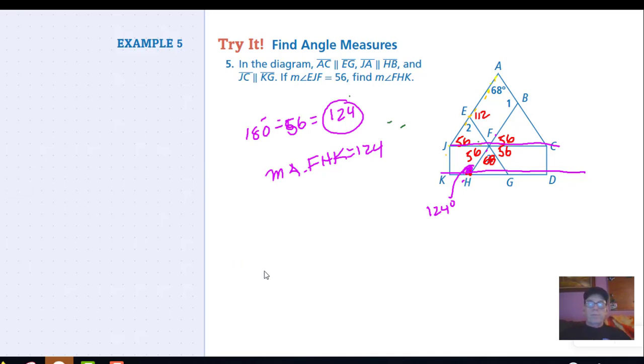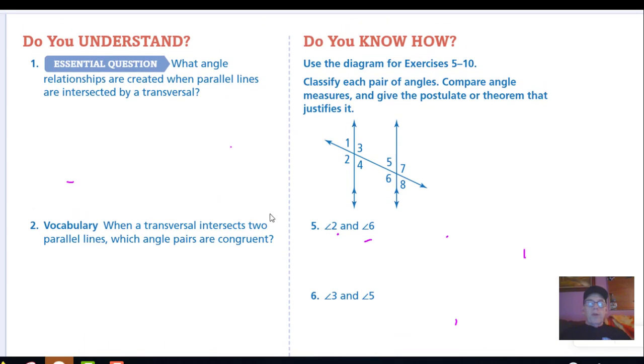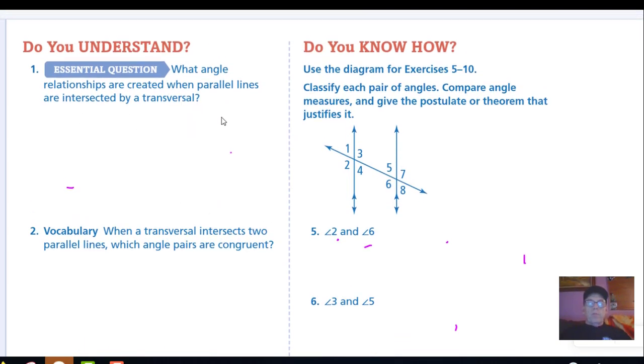Let's move on. Do you understand what angle relationships are created? Well, we have a couple of different kinds. You've got parallel lines cut by a transversal, which make the lines parallel. You've got alternate interior angles are congruent, alternate exterior angles are congruent, same side interior angles are supplementary, and corresponding angles are congruent.